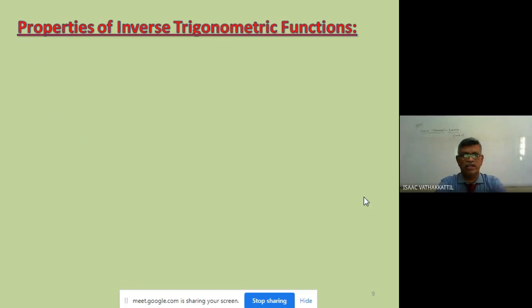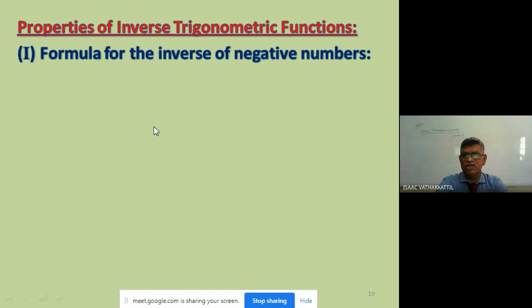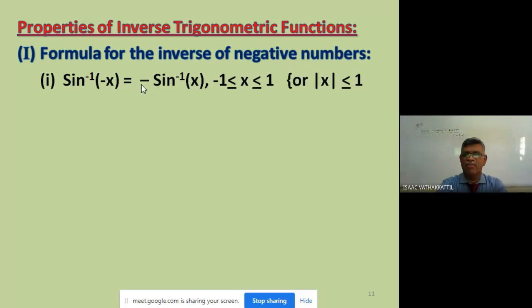Now these are the vital points. First one, formula for the inverse of negative numbers. This will help solve many of the questions where you struggled earlier. Sine inverse minus x is minus sine inverse x. Nothing to worry about. So this minus will directly come out. Sine inverse minus x is minus sine inverse x. Of course, x has to be in the domain of sine inverse, that is between -1 and 1.